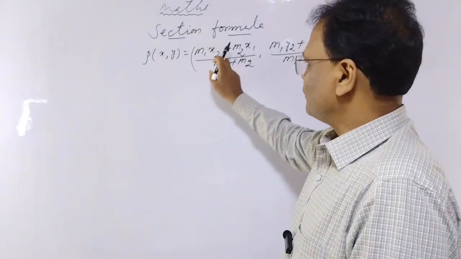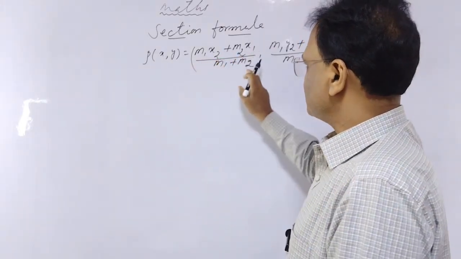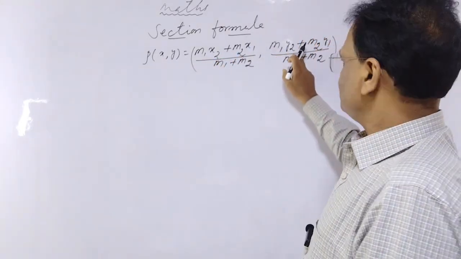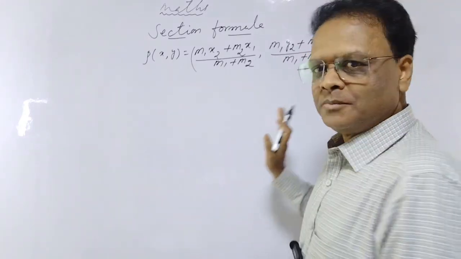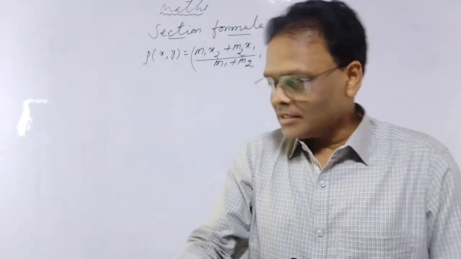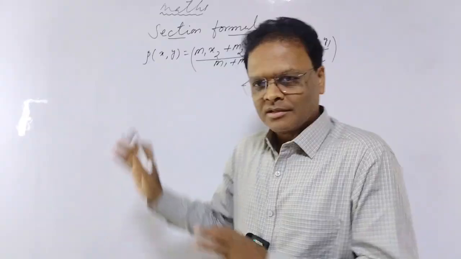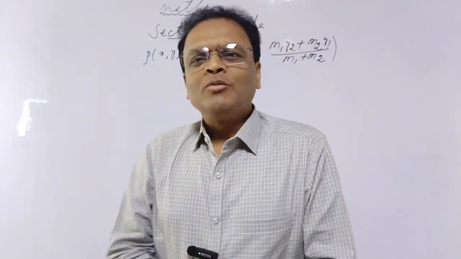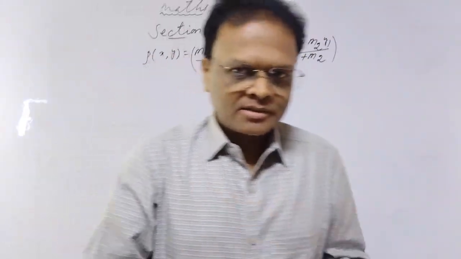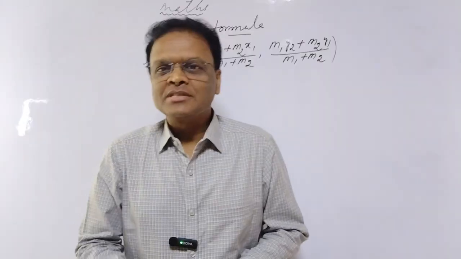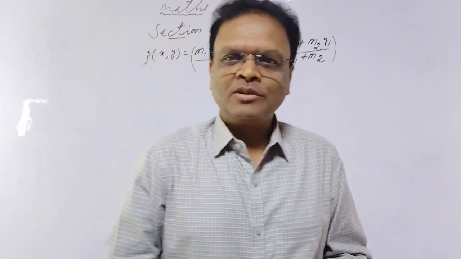P(x, y) is equal to (m1 x2 plus m2 x1) by (m1 plus m2), (m1 y2 plus m2 y1) by (m1 plus m2). What are these m1, m2, and what are these x1, x2? All these we will discuss. And actually, what do you mean by section? A section means a part. Section means a part of anything, that is called a section.